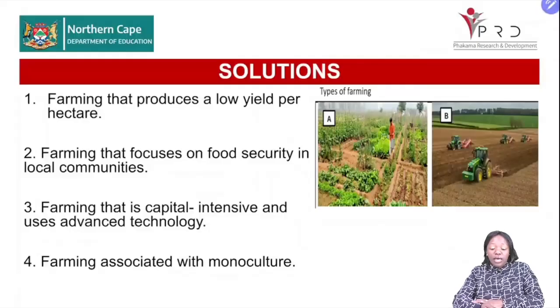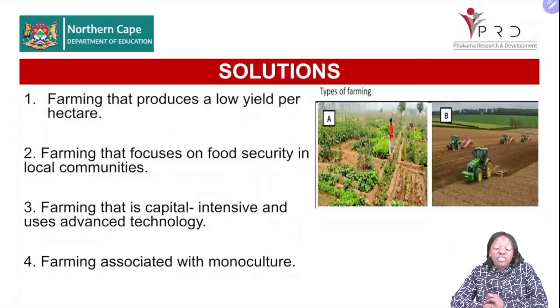Girls and boys, I hope we are all done. So looking at our first question, the farming that produces a low yield per hectare, remember it is A. Why A? Because they are farming in a small plot of land and there is a variety of crops, and also they are selling it for the local markets, so therefore there are low yields per hectare.